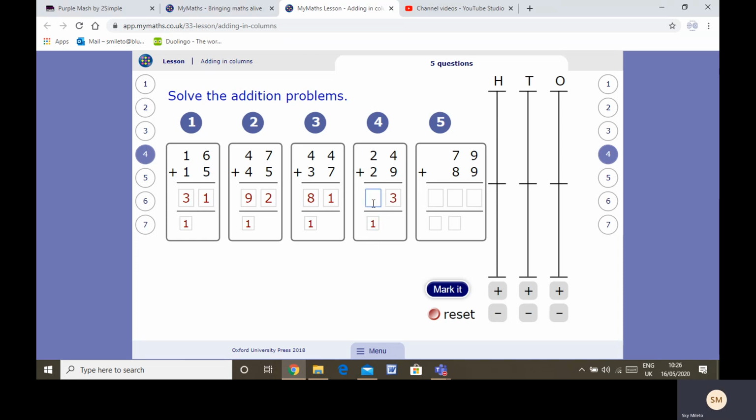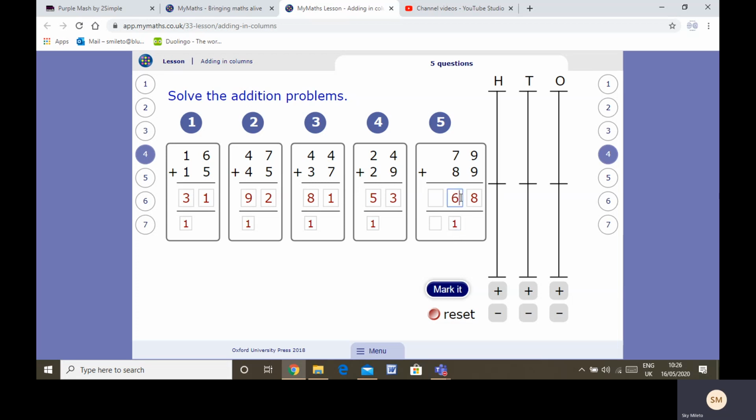2 plus 1 is 3. 9 plus 9 is 18. So you've got 8 in the ones, 1 in the tens, and then I'm adding 80 plus 70 plus 10. Okay, so 80 plus 70 is 150, because 8 plus 7 is 15. So 150, add 10 is 160.